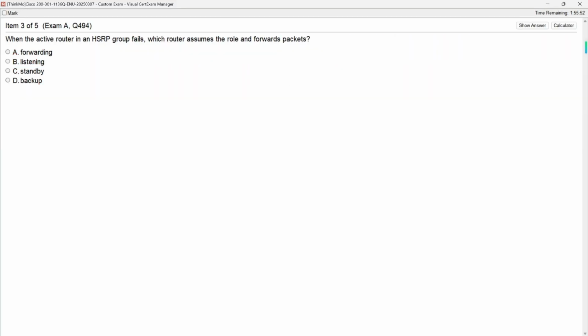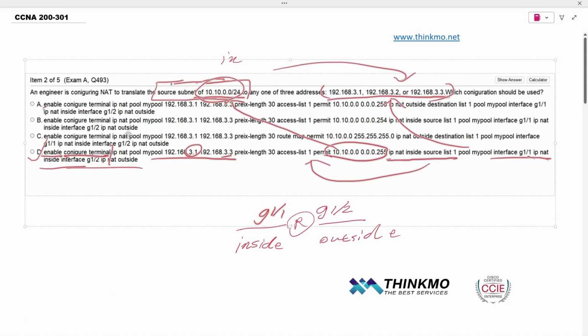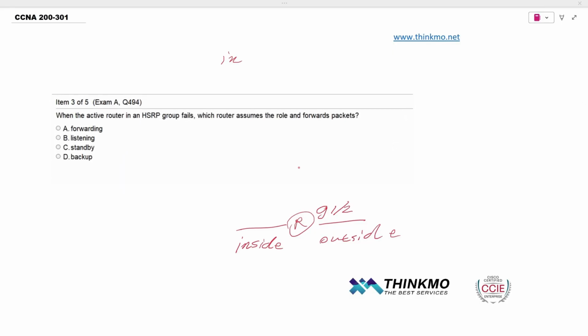The third question is about HSRP, which is Hot Standby Router Protocol, a first hop redundancy protocol. In this first hop redundancy protocol, HSRP has several roles. It asks, when the primary role, that is the main router, fails, which router will take over the forwarding role of the primary router? Now, first of all, A and B are not roles, they are states. Listen, and this folding are both states. So what are the roles? It's standby. Standby is a role in HSRP. And backup is a role in VRRP. So the correct answer is C.